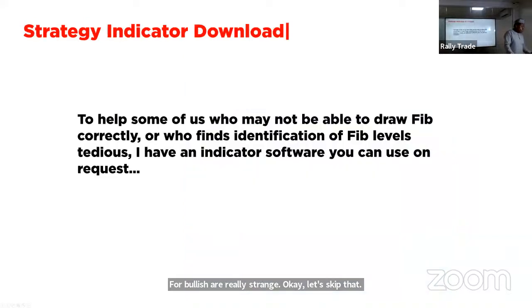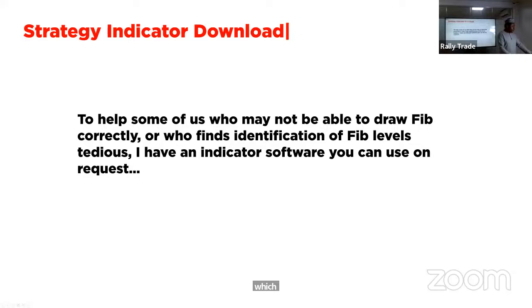Now, to help some of us who may not be able to draw the Fibonacci, I have an indicator software you can use. That's the one you just saw on the board. And of course, this is a link to it. But I'm going to hold on before I show you that link.